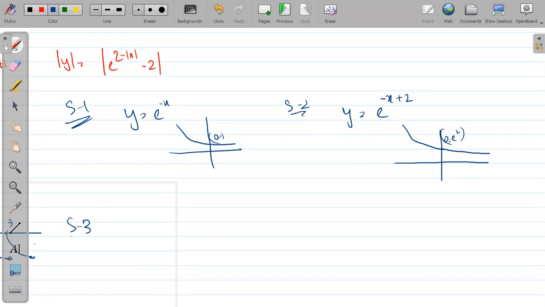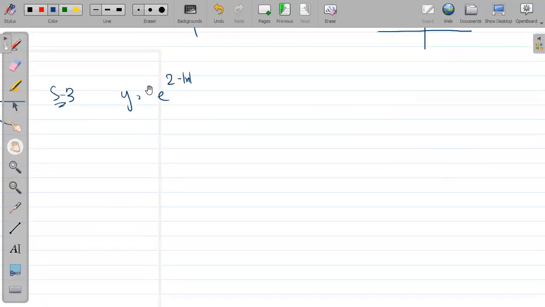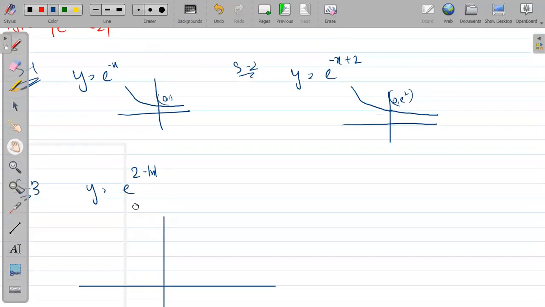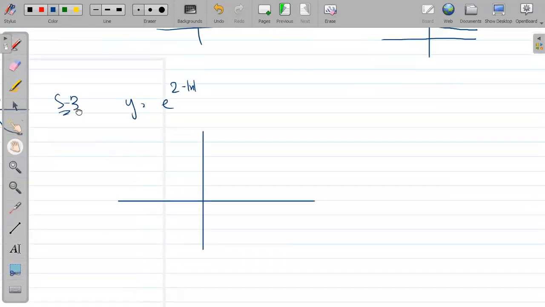Now step number 3: y equal to e to the power of mod of 2 minus x. I'm putting mod over single x. So whatever you are getting on the positive side should be taken on the negative side also. You have to take the image. So here I am drawing the graph, a rough diagram, something like this. Suppose this is the graph.